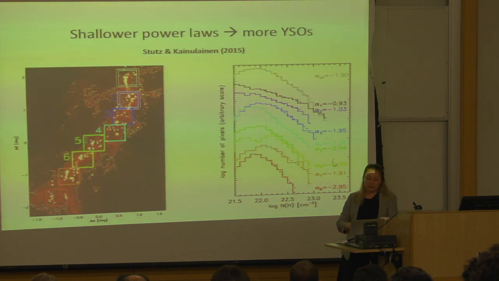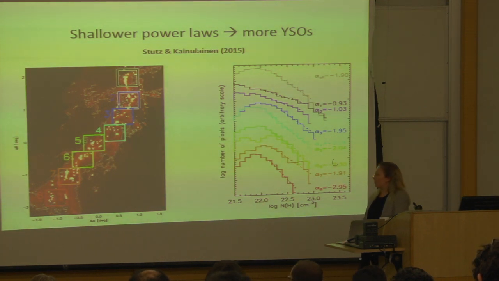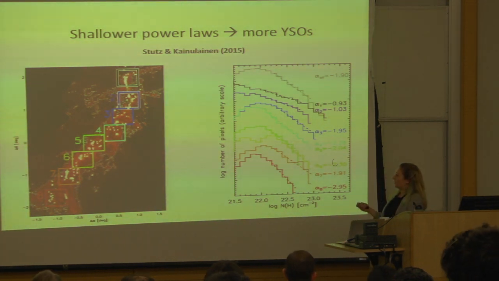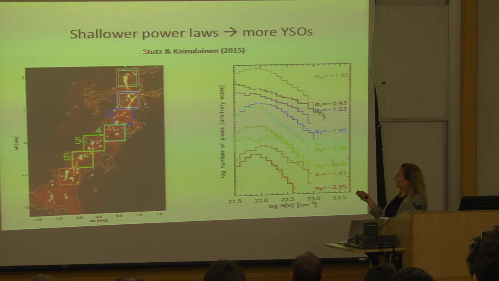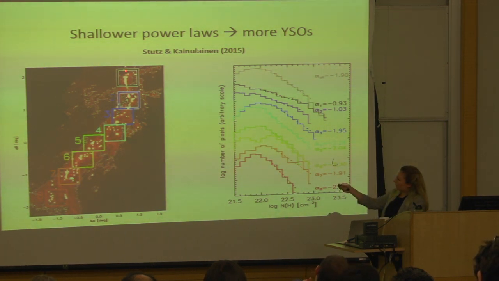And from the observational point of view, there's also been a lot of work done to try to understand how this power law slope is related to the properties of star formation. This is a study I really like by Stutz and Kainulainen, where they took individual regions in Orion. And here you can literally see the forming stars. These are young stellar objects here.